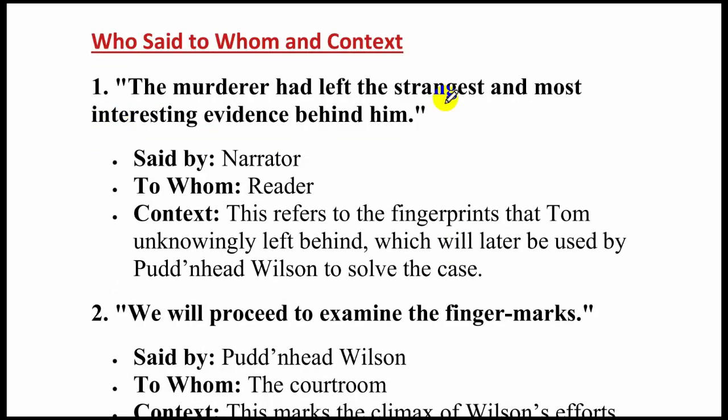Let's move on to who said to whom and the context. "The murderer had left the strangest and most interesting evidence behind him." Narrator to the readers. This refers to the fingerprints that Tom unknowingly left behind, which will later be used by Pudd'nhead Wilson to solve the case.